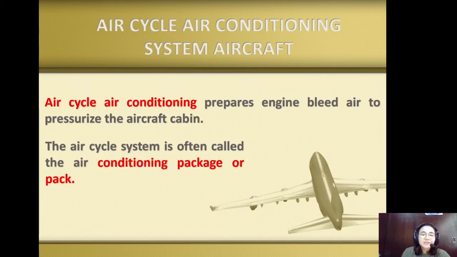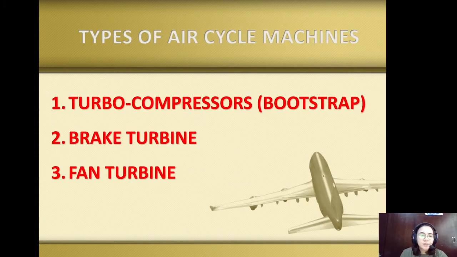It prepares engine bleed air to pressurize the aircraft cabin. The temperature and quantity of the air must be controlled to maintain a comfortable cabin environment at all altitudes and on the ground. The air cycle system is often called the air conditioning package or PAC. It is usually located in the lower half of the fuselage or in the tail section of a turbine powered aircraft. So here are the types of air cycle machines.